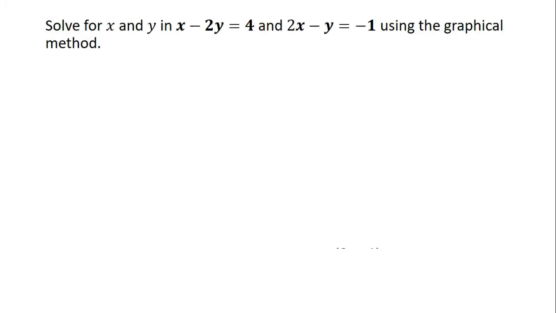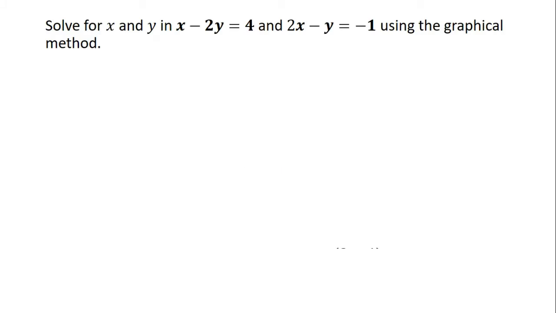We are still on the topic simultaneous linear equations in two variables. In the previous video, we learned how to use the substitution method to solve simultaneous linear equations in two variables. In this video, we are going to learn how to use the graphical method to solve simultaneous linear equations in two variables. Let's look at our question for this video.